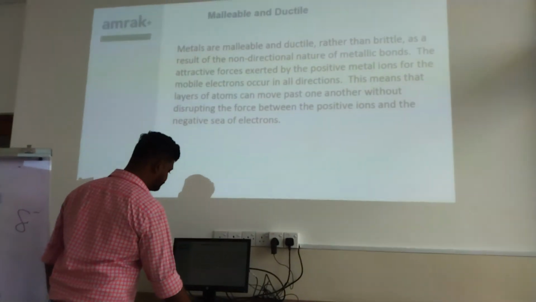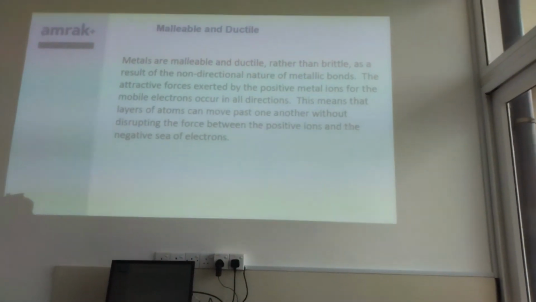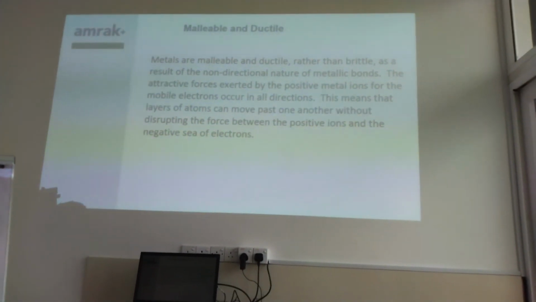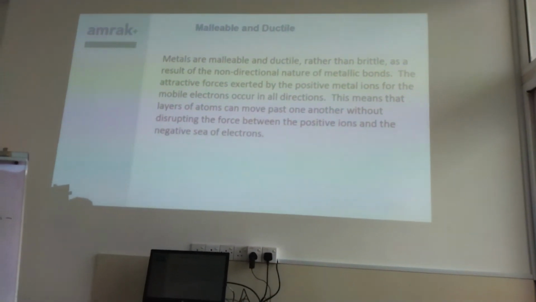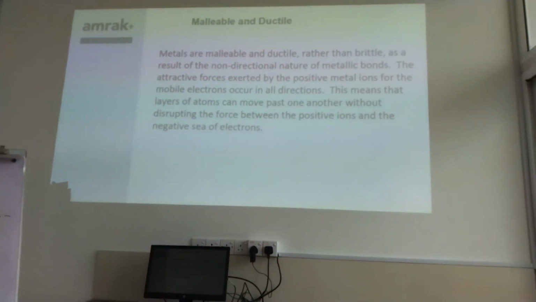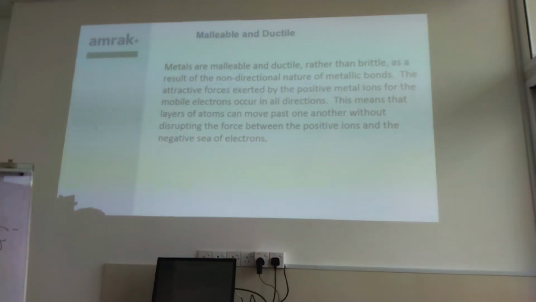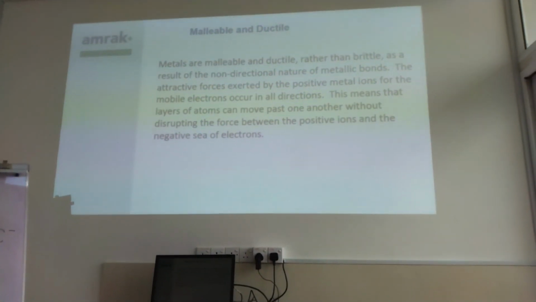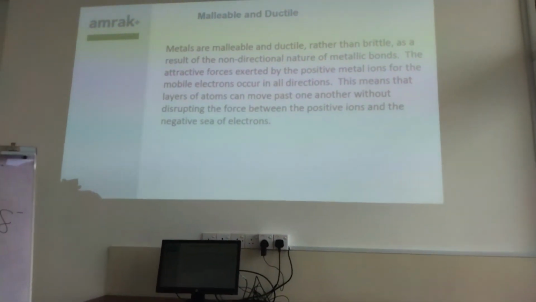Malleable and ductile. Metals are malleable and ductile rather than brittle as a result of the non-directional nature of the metallic bond. The attractive forces exerted by the positive metal ions for the mobile electrons occur in all directions. This means that layers of atoms can move past one another without disrupting the force between the positive ions and the negative sea of electrons.